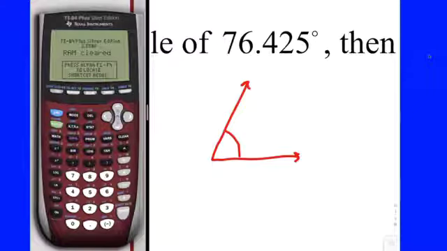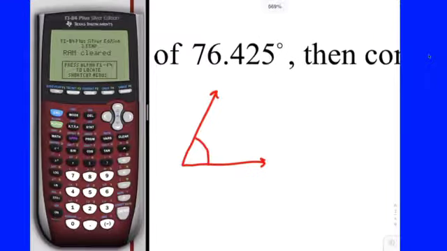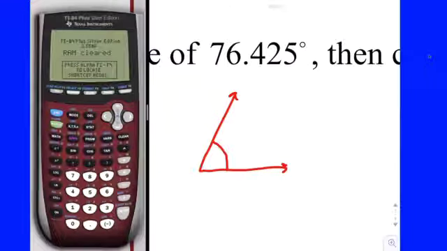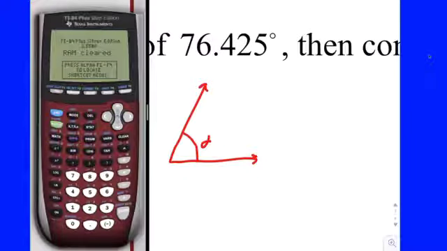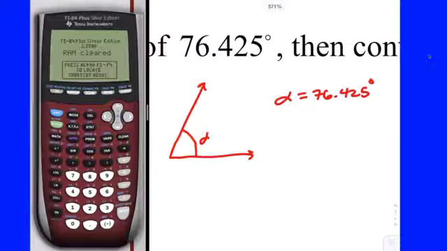And then we'll put a little arc in there. You don't need to put arrows on the arc. Let's give our angle a name. What do you want to name it? Alpha? Okay, so you can call that alpha. And then we'll come up here and say alpha equals 76.425 degrees. That's a nice way to do it, so it's both the name of the angle and the size of the angle.